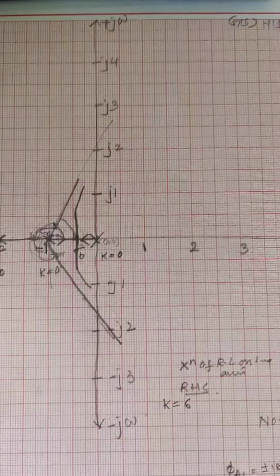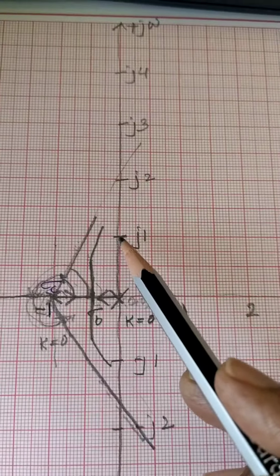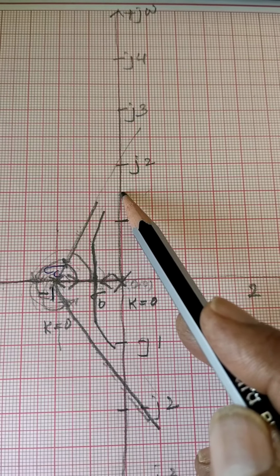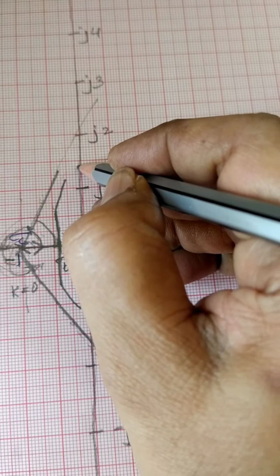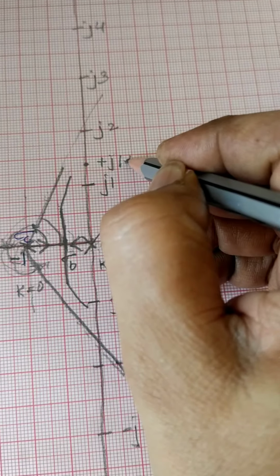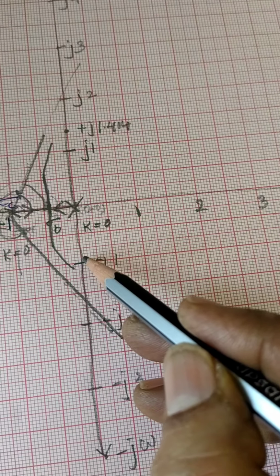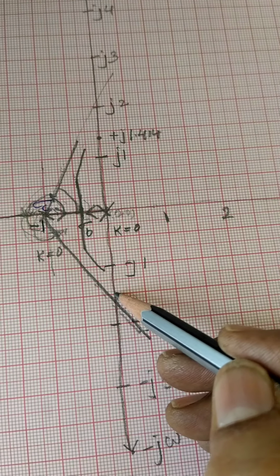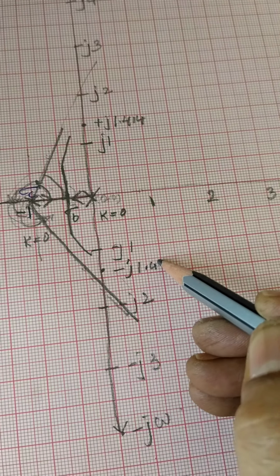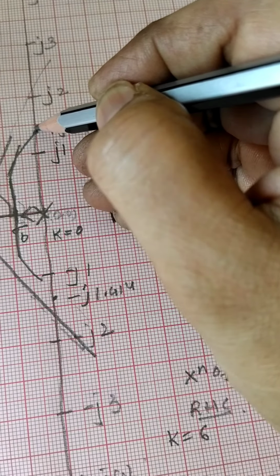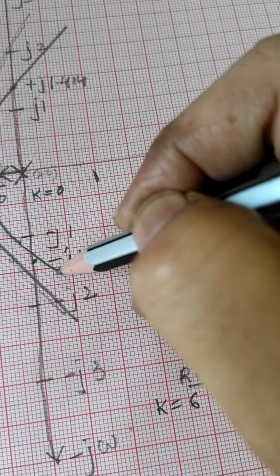What is that point? If this is j1 and this is j2, this will be j1.5, so 1.414 will be somewhere here. This is plus j 1.414, and this is minus j 1.414. Now you join this, you can extend, and then it goes parallel to this line. Similarly you extend, then it goes parallel to this line.